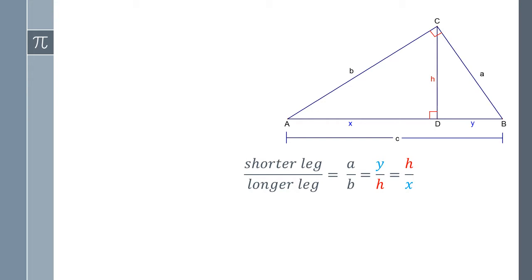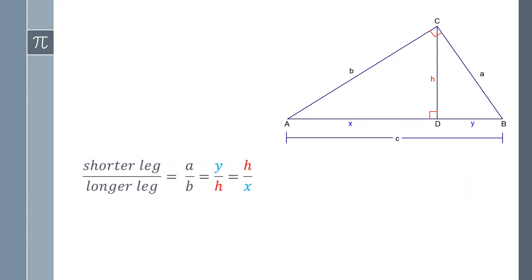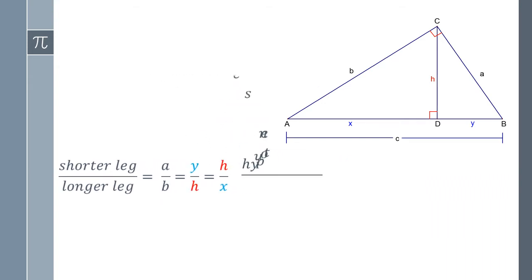Okay, so if we look at the large right triangle and we compare the shorter leg to the longer leg, the ratios, well, in the smaller triangle, that's going to be y over h, and in the mid-sized triangle, that would be h over x. So slide that over there. And let's say I wanted to compare the hypotenuse to the shorter leg. Well, in the large triangle, that would be c over a, and that would be equal to a over y, which is equal to b over h.